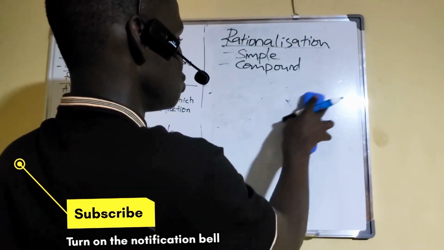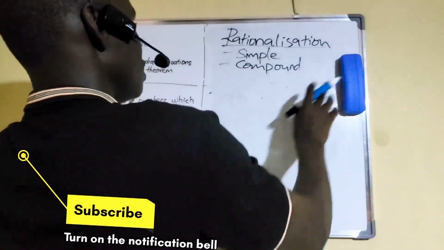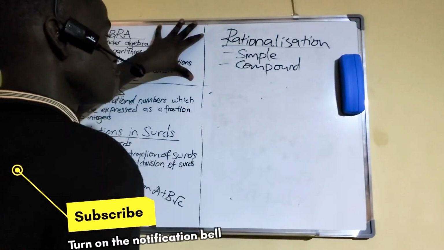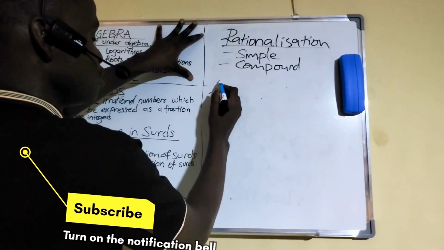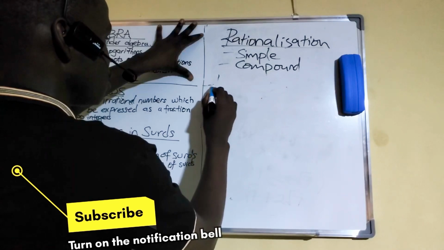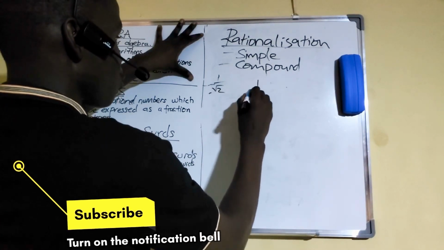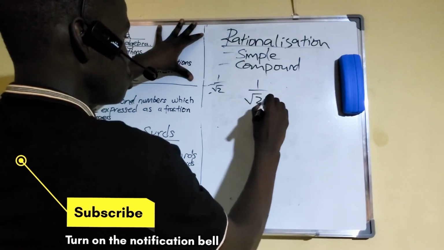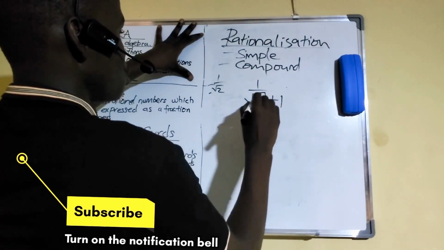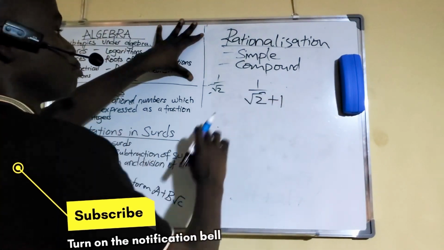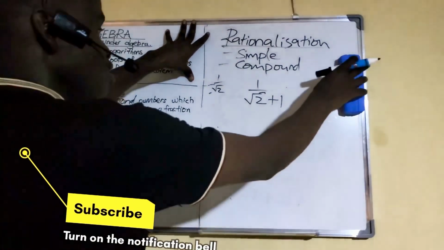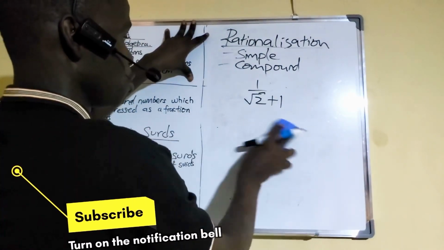Now let's continue with compound rationalization. Previously we've just talked about 1 over root 2, but we can talk about numbers like 1 over maybe root 2 plus 1. If we have a number like this, what's the approach? What's the way to go?